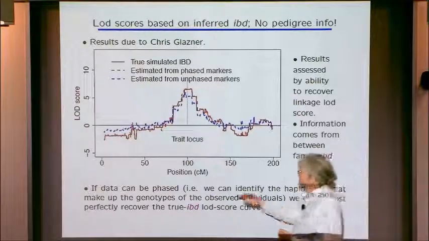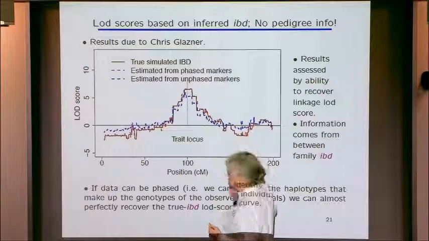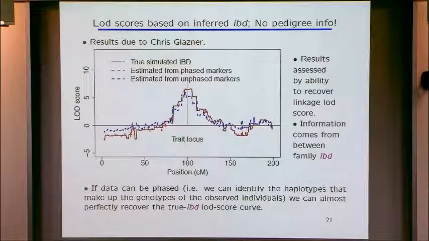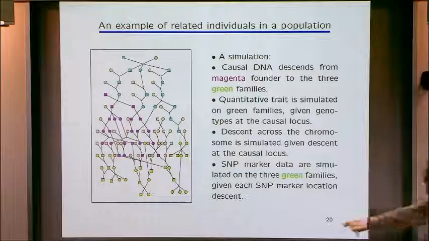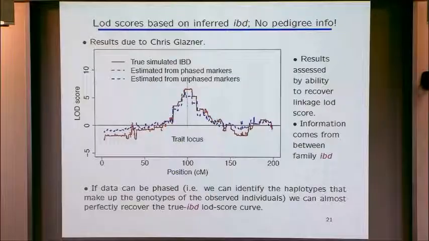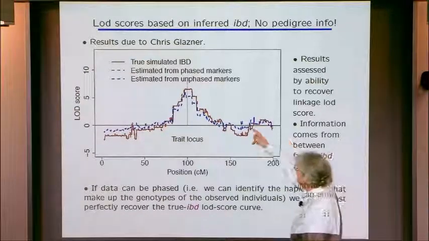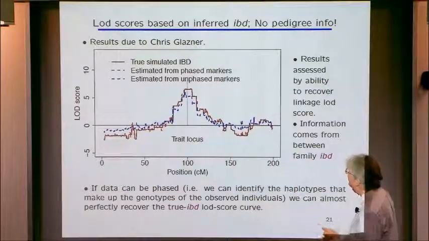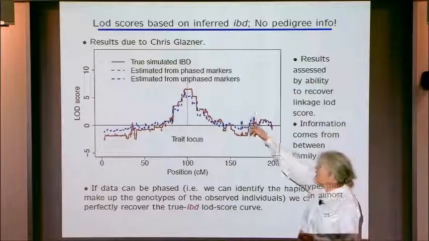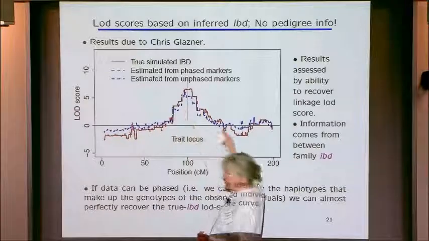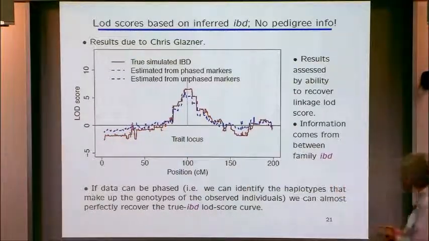The blue dotted line is what we got if we simply took the genotypic data on those green guys down the bottom, I think there's about 30 of them, and just through the genotypic data inferred the IBD, and then from the IBD inference, estimated the LOD score. And you see we do pretty well, but we don't really get everything we would like to, and we don't get quite so strong a signal. But if we have phased data on those individuals down the bottom, we essentially recover the true LOD score, or the LOD score given the true IBD.